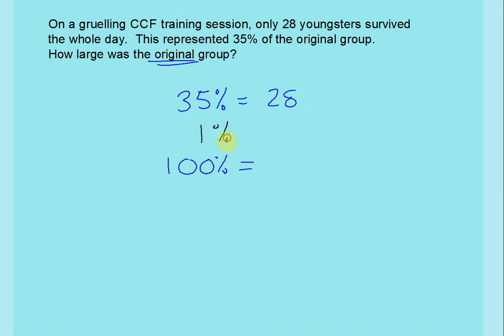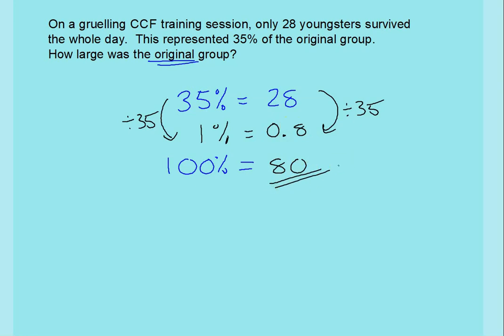So 1%, we're going to divide both sides by 35. Let's work this out quickly. 28 divided by 35 is 0.8. So you can see there were 80 pupils on the grueling CCF training session. So any hint of original, you find it's a reverse percentage, find 1% and then turn it into 100%. That's it. So time to get practicing.